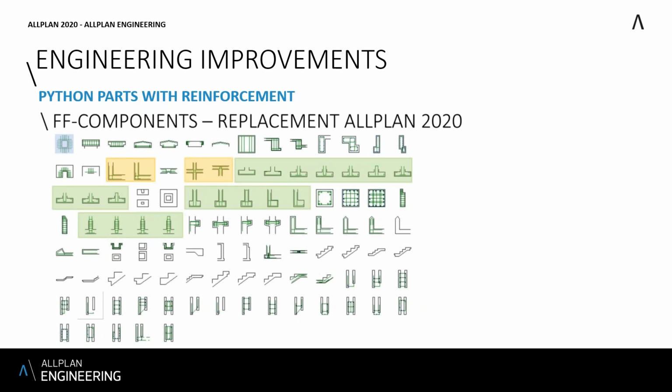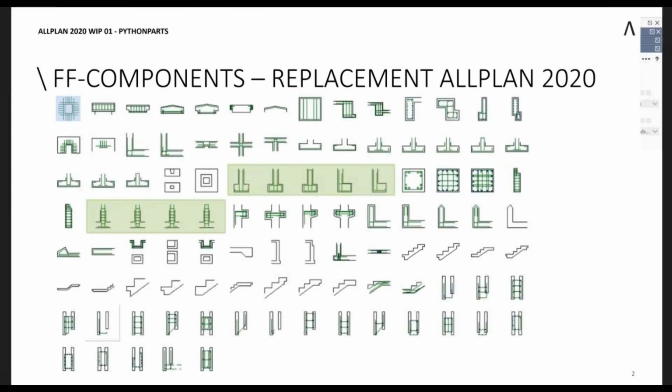Unfortunately, this process took more than expected, so they started replacing in 2019 some of the most used parts and recoded them as Python parts. So what is the advantage of Python parts? With Python parts, everything remains parametric. So you can choose a certain detail you'd like to apply.